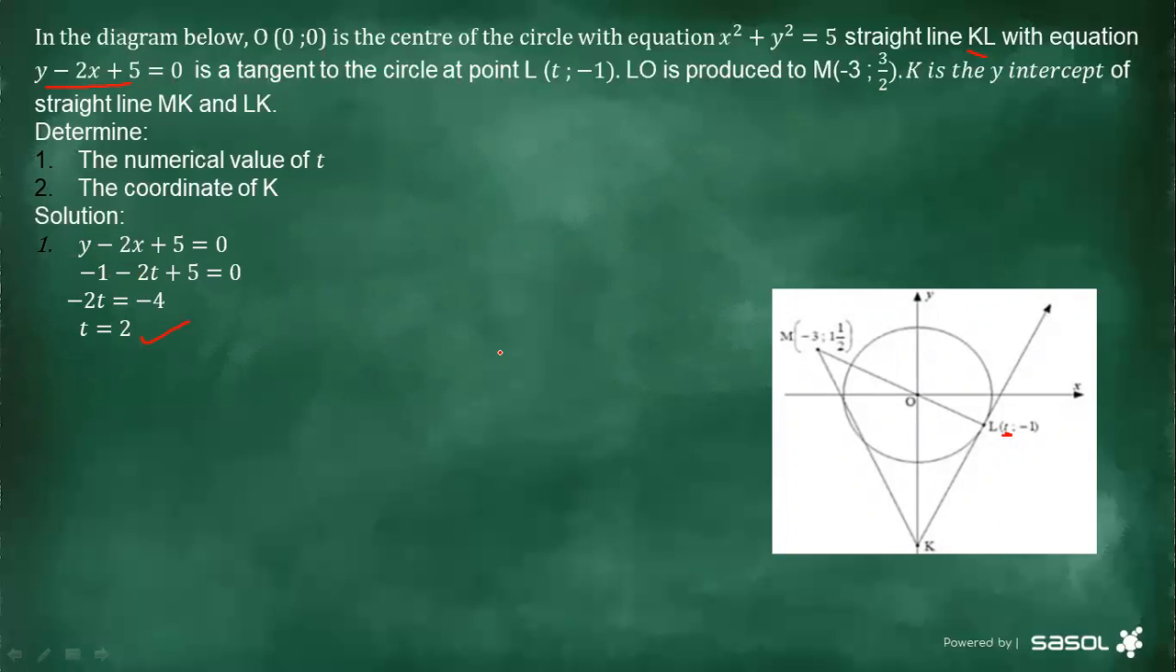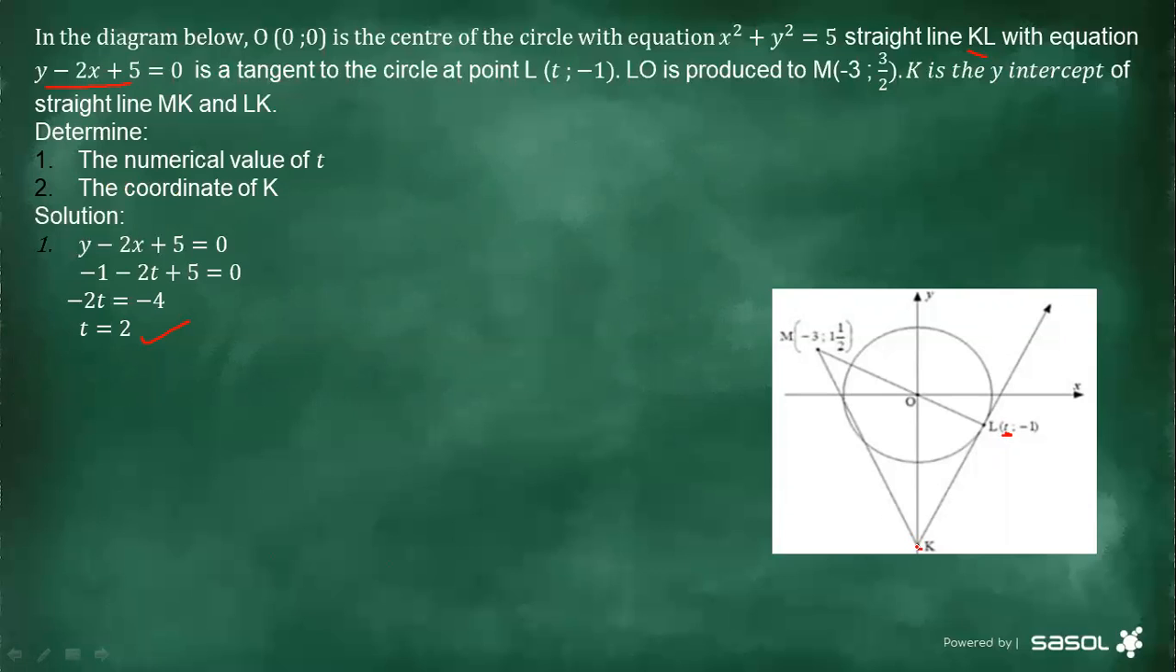Now you can also use the equation of the circle, which is x squared plus y squared minus 5, to get the value of T. You can substitute that point here, then you will be able to get the value of T.